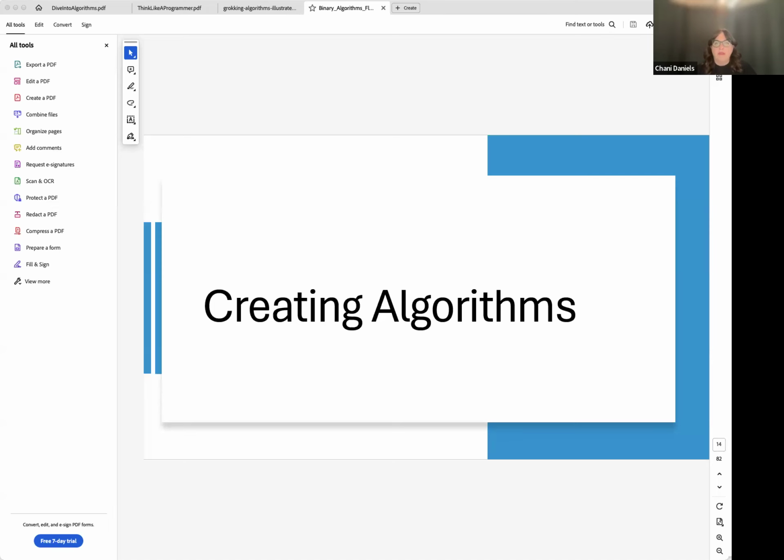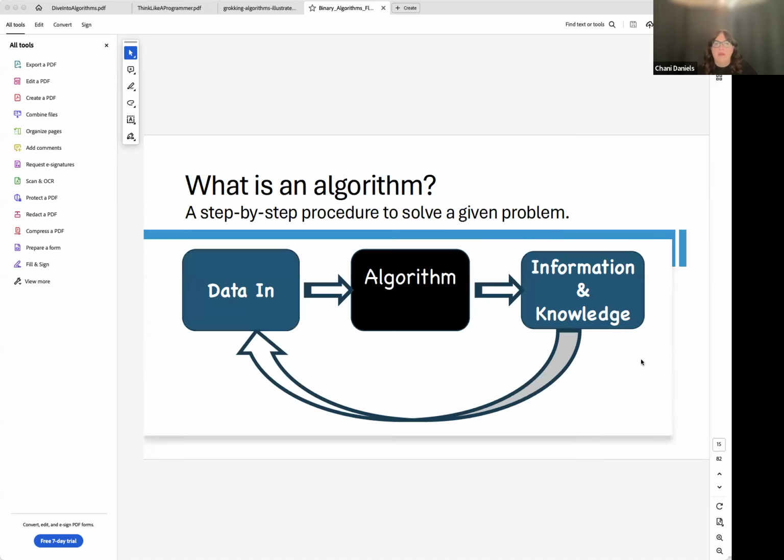Okay, so the next step is we're going to talk about creating algorithms. And what we're going to be doing in this section is I'm going to be introducing you to ways that you can express your algorithms, and that will help you work through the algorithm. So the first thing we need to talk about is what is an algorithm.